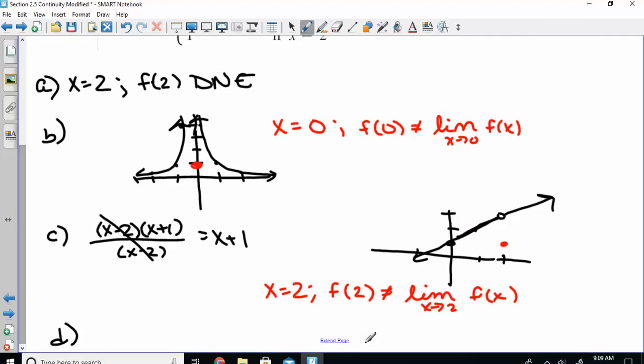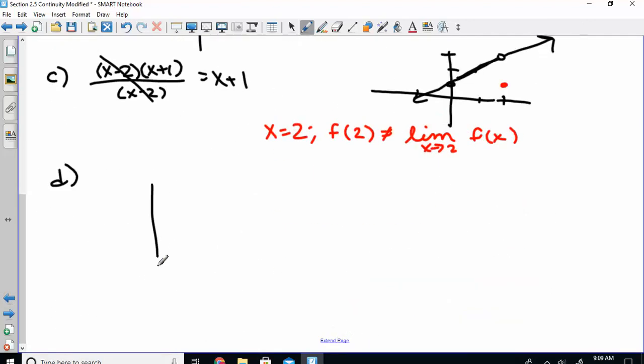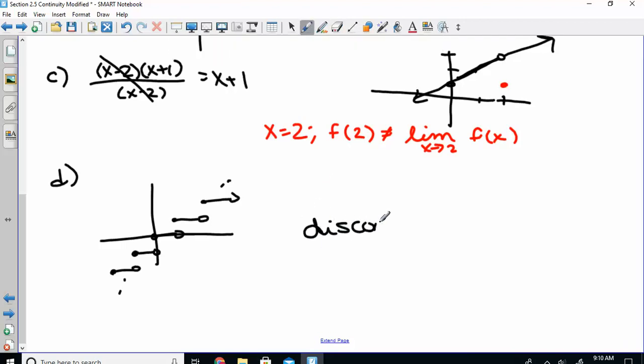D, the greatest integer function. We graphed that one a few days ago. That was just your step function. Remember, it looked like this. Where is that one discontinuous? At every integer, between those steps.